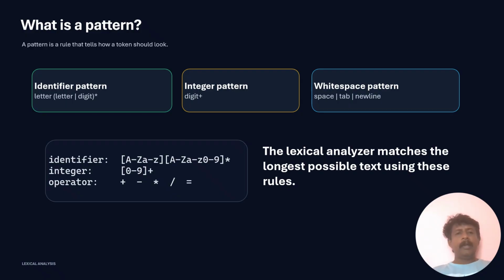What is a pattern? A pattern is a simple rule that tells us how a token should look. For example, an identifier normally starts with a letter, and after that it may contain letters or digits. So total, count1, and student2 are valid identifiers. For integers, the rule is one or more digits, for example 10, 25, and 250. These patterns are often written using regular expressions. For now, just remember that patterns help the analyzer find the correct token types.